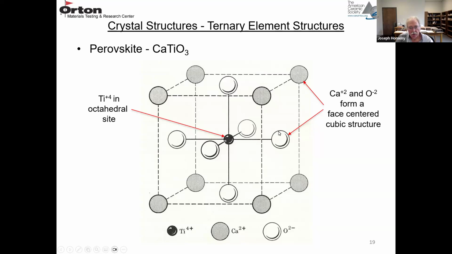Oxygen is the large open circles. Calcium is the shaded circles on the corners. Oxygen is on the faces. And then Ti is in the center. So Ti+4 is in this octahedral site, surrounded by these 6 oxygens. And then Ca+2 and O-2 both form a face-centered cubic structure. So Ti is in the center, and both oxygen and calcium are in a face-centered cubic structure.